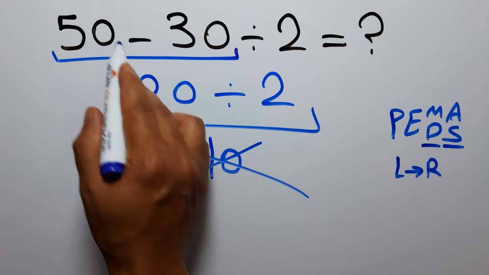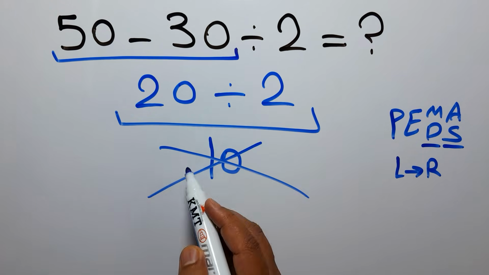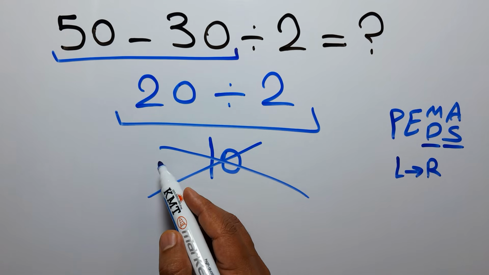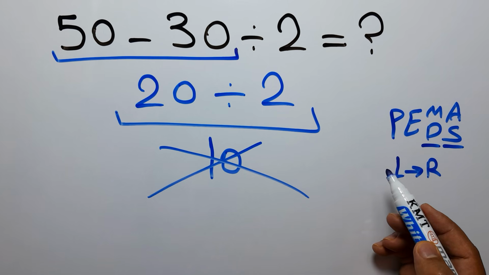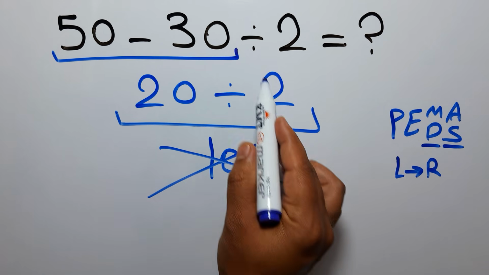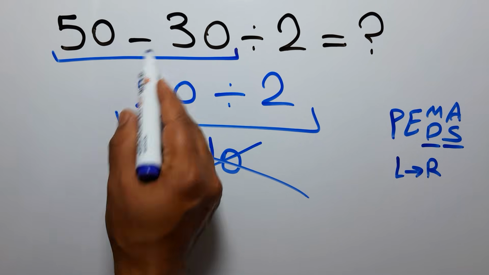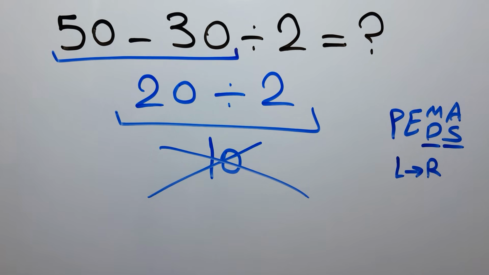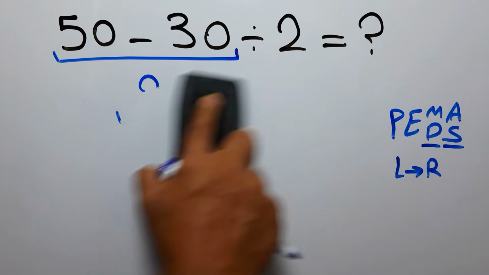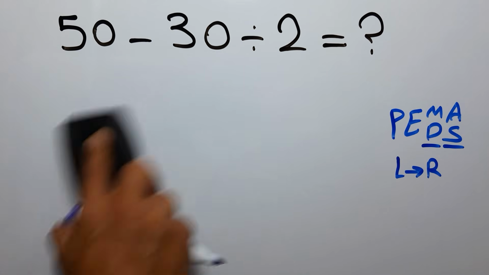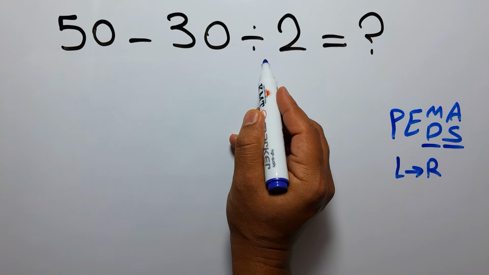In this expression, we have one subtraction and one division. According to PEMDAS, division has higher priority than subtraction because division comes before subtraction. So here, first we have to do this division, then this subtraction. If we do this subtraction before this division, it is wrong. So first we have to do this division.